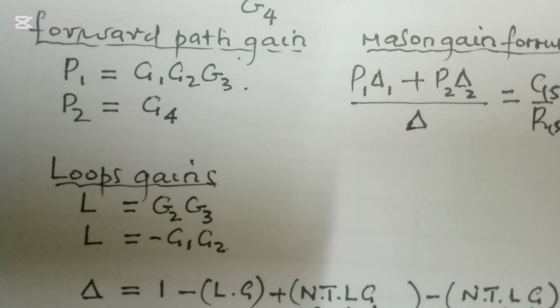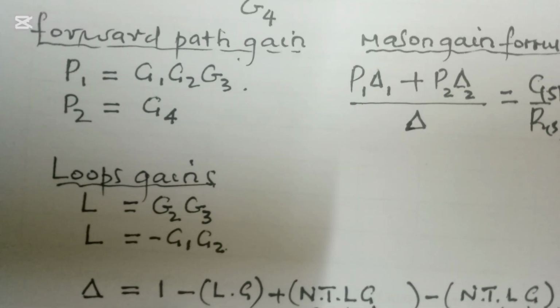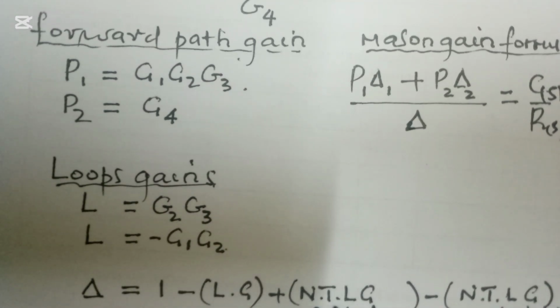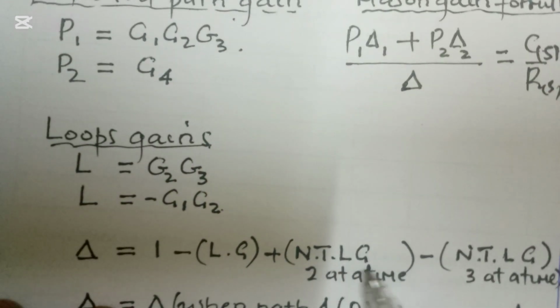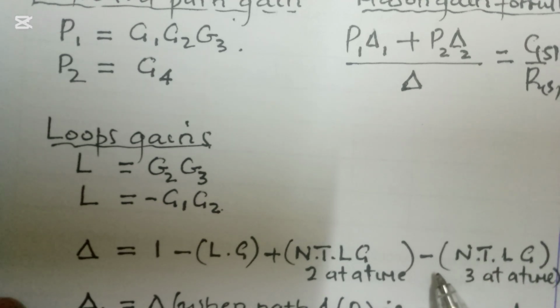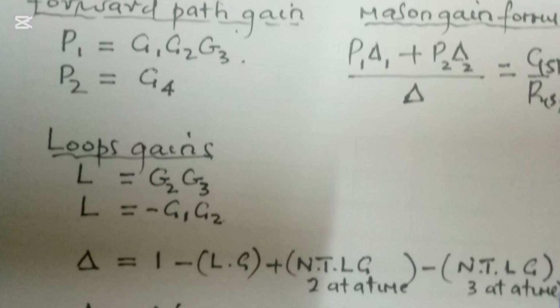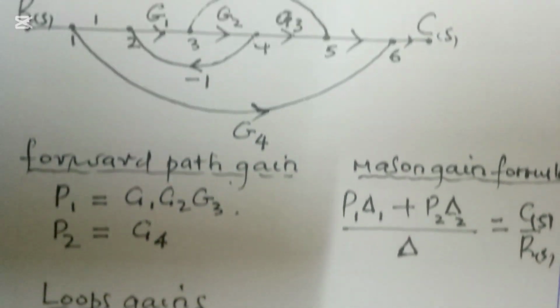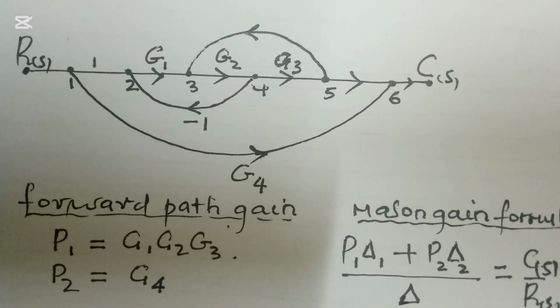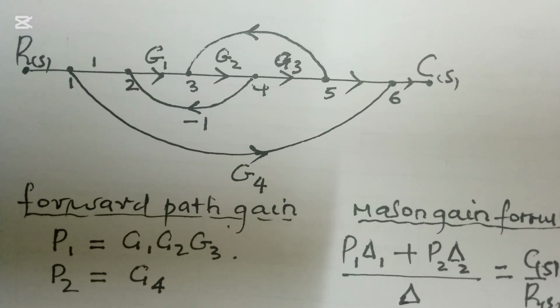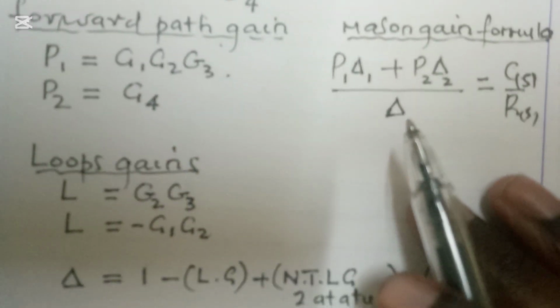Coming now to the delta, first we begin with the delta. Delta is equal to 1 minus the loop gains, plus the non-touching loop gains taken 2 at a time, minus non-touching loop gains taken 3 at a time. Guys, as you can see in our case, we only have loop gains. We do not have non-touching loop gains. And so therefore we work with that.